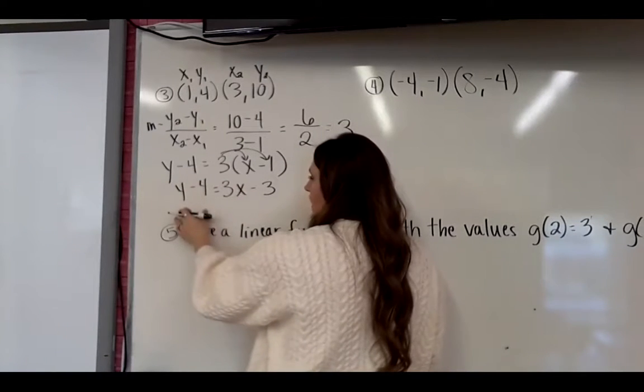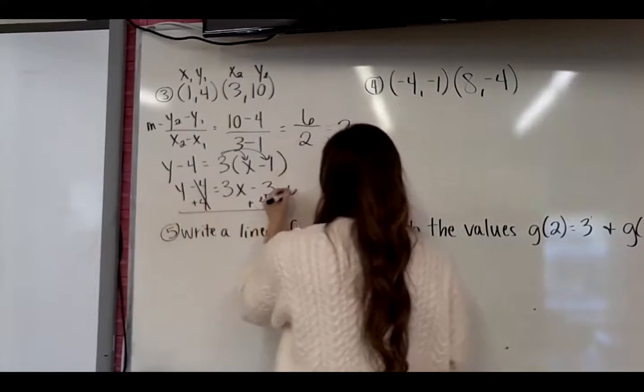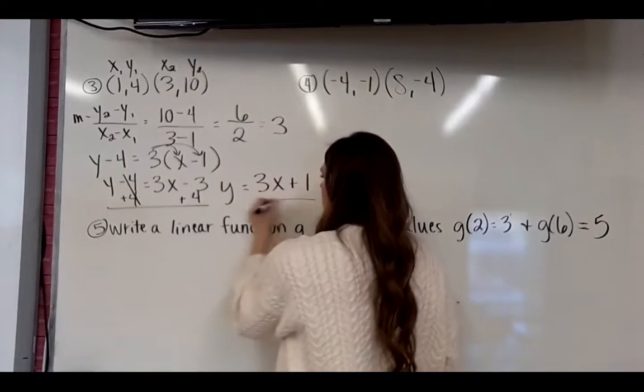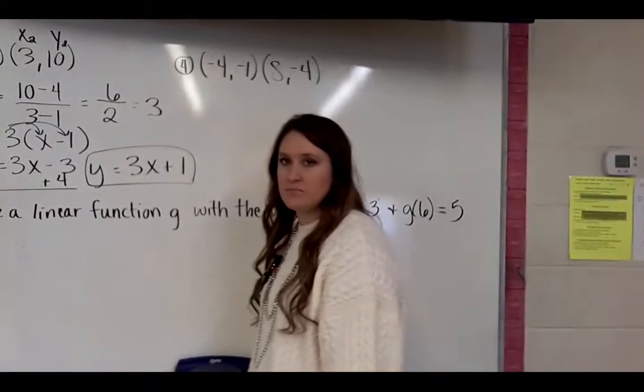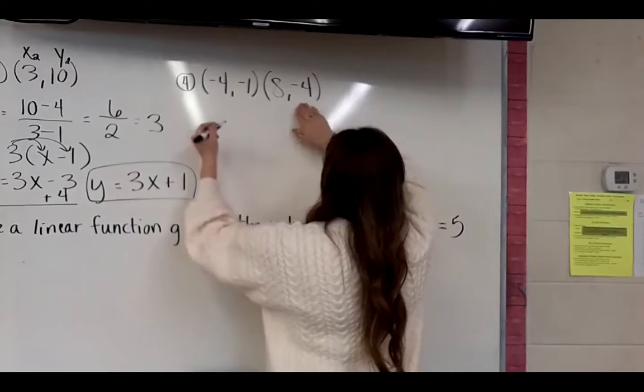Basically, we're solving for y. Add 4 to both sides. Y equals 3x, negative 3 plus 4 is 1, plus 1. Now it is in slope-intercept form. Okay? Another one, we find our slope first.